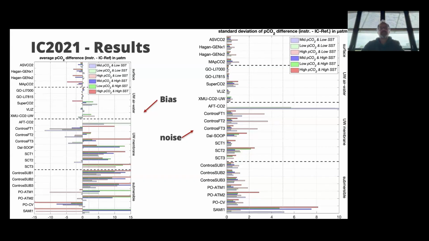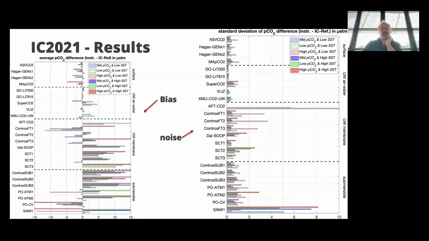However, on the left-hand side, you see the average difference. On the right-hand side, you see the standard deviation, and we will not go to every single bar, but on the y-axis, you see here all the instruments. On the x-axis, you see the difference in pCO2 between the reference value and each instrument in microatmospheres. And this is grouped in these 4 groups. The top group is the instruments that are normally used for buoys and autonomous platforms. Then underway measurements with air-water equilibration, underway with membrane systems, and the submersible is the group below.